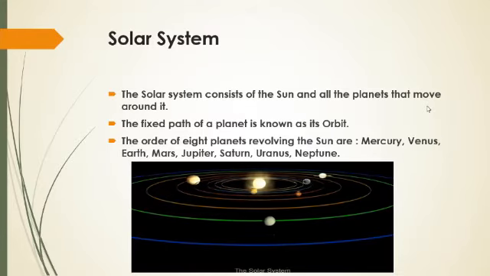The order of the 8 planets, starting from the one which is closest to the sun, are Mercury, Venus, Earth, Mars, Jupiter, then Saturn, Uranus and Neptune.